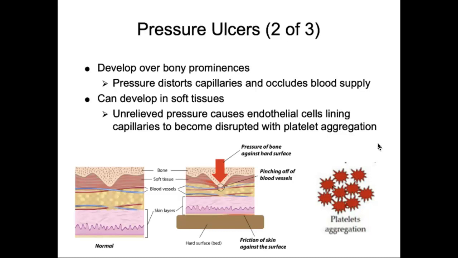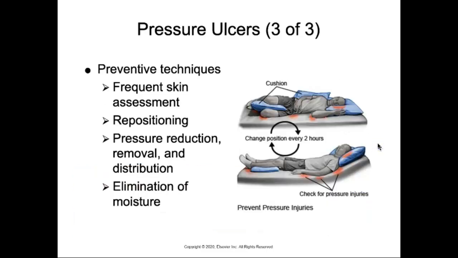So as nurses, of course, you want to prevent this from taking place. So we can do some preventative techniques such as frequent skin assessments, repositioning the patient. You can see here's an example where you're rotating the patient. And then we can have a pressure reduction or removal and distribution and elimination of any moisture. So if your patient does have a superficial lesion, we do want to make sure that we are changing the dressings so that they are not wet dressings.